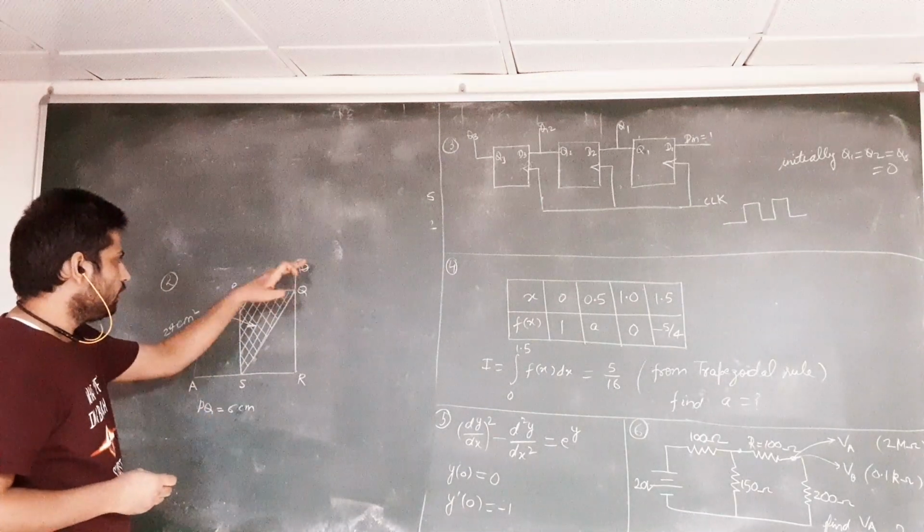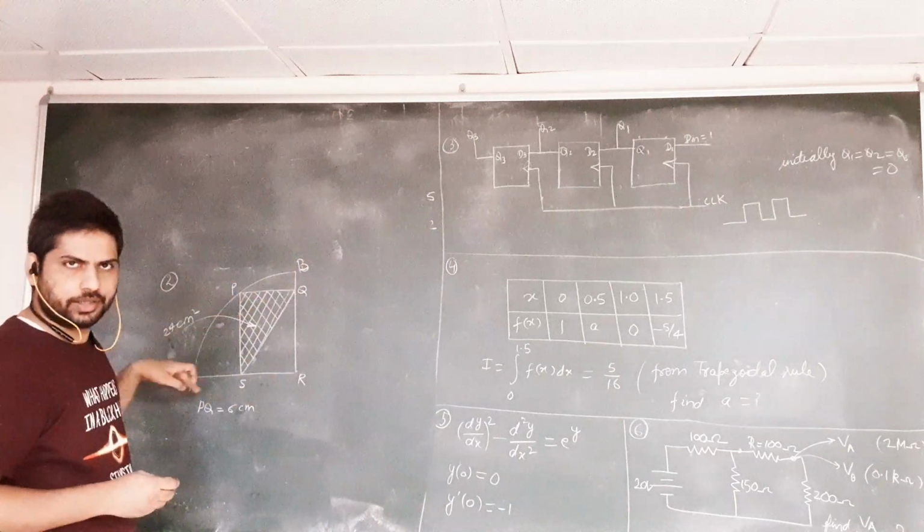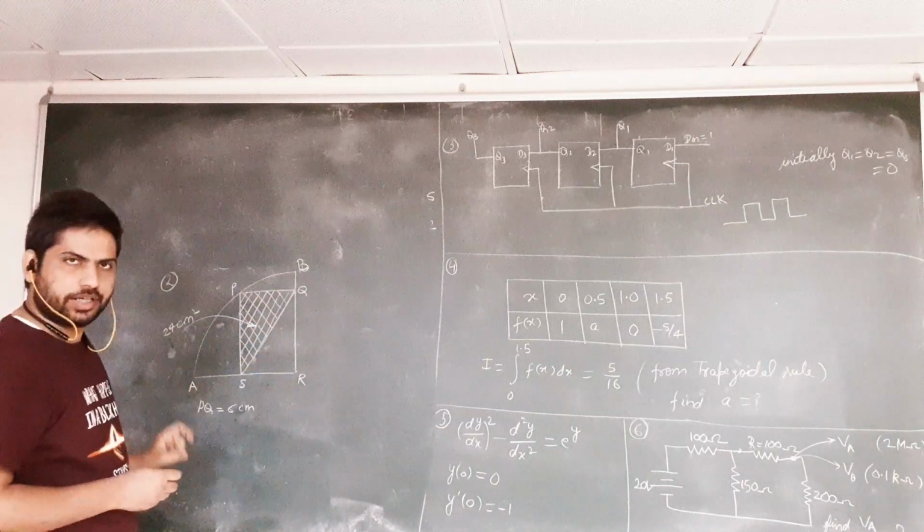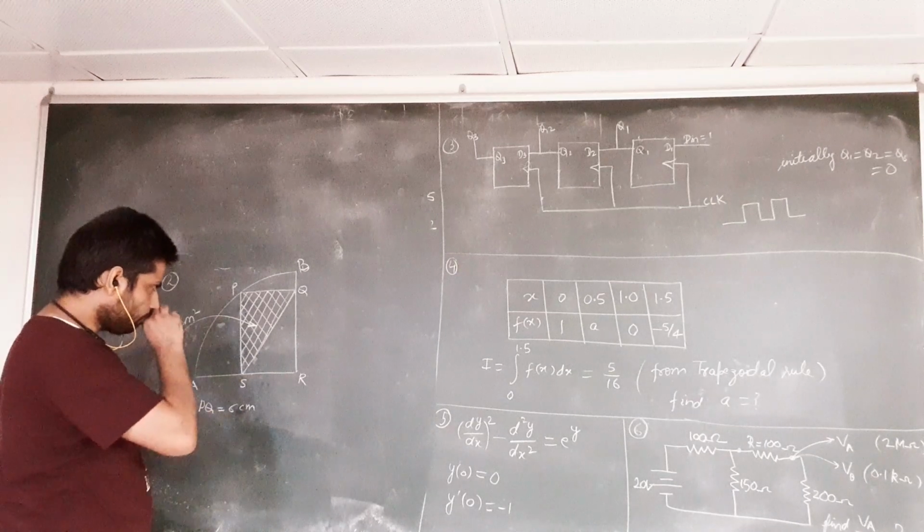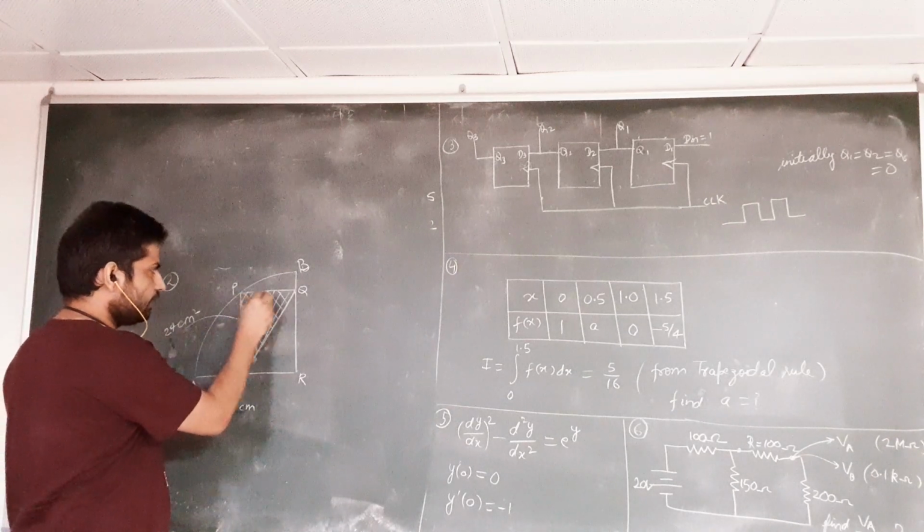Now we have to find the area of the whole quadrant. What will be the area of this quadrant? So what we can do, firstly, we can consider that this is a rectangle.